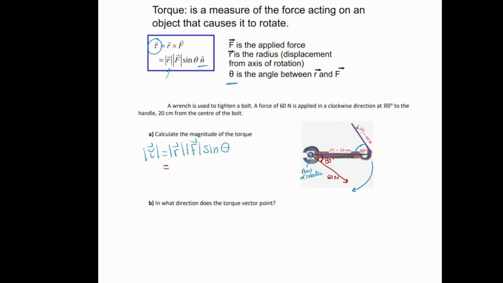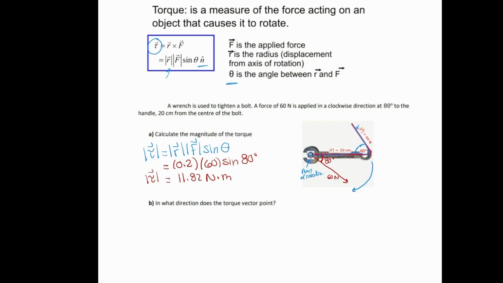So the magnitude of my radius is 0.2 meters. Remember, it has to be in meters because this is going to be in Newton meters for our units. So I need to have that distance in meters times the force of 60 newtons times sine of the angle, and my angle is 80 degrees. There's no direction here right now. This is simply just the magnitude, and that is 11.82 Newton meters.